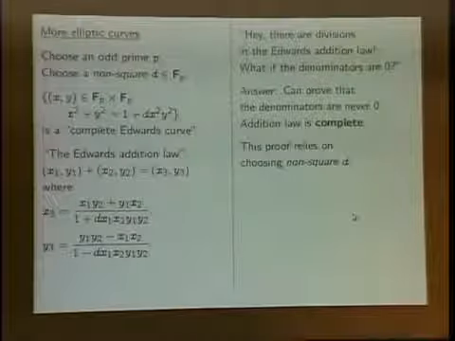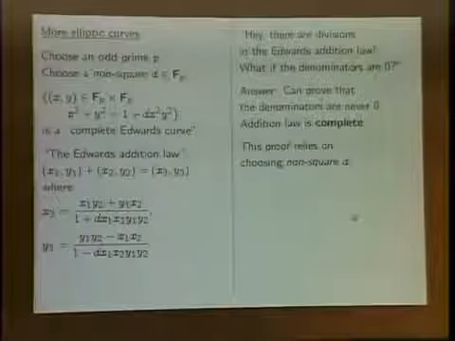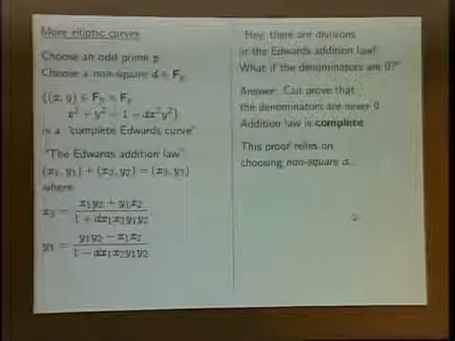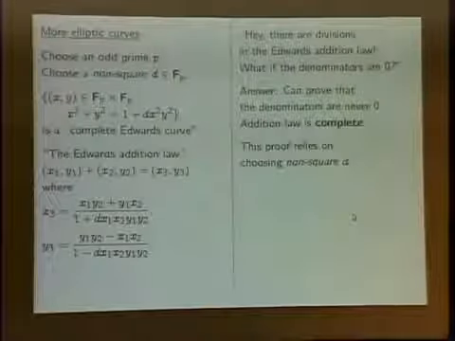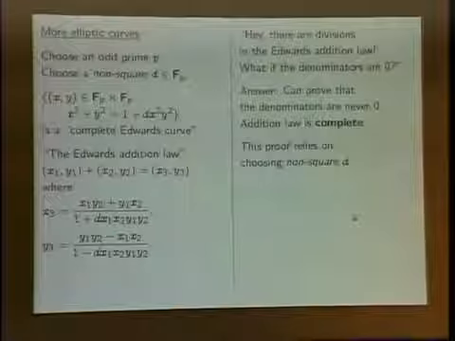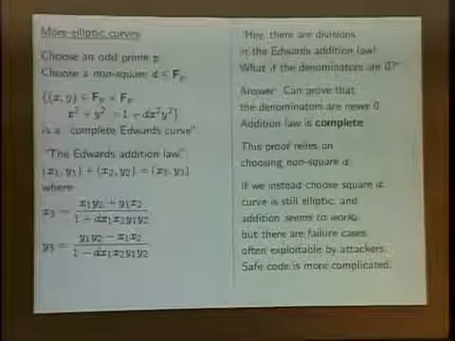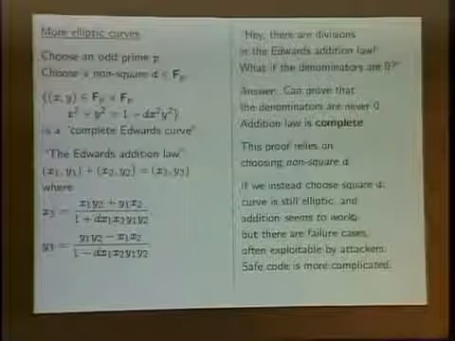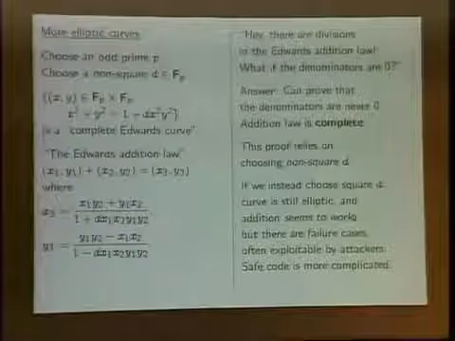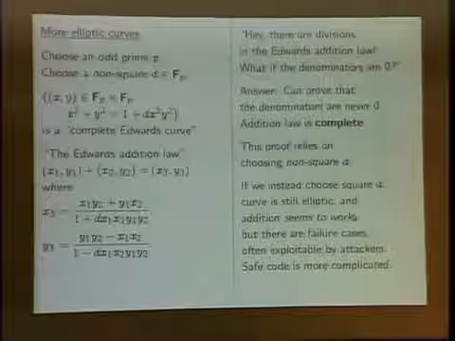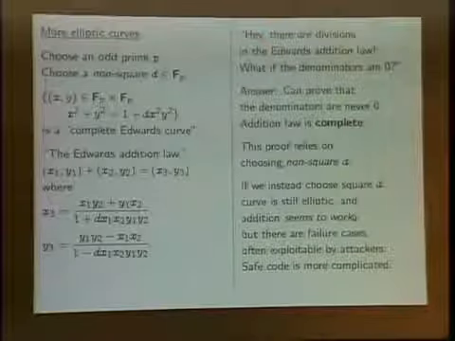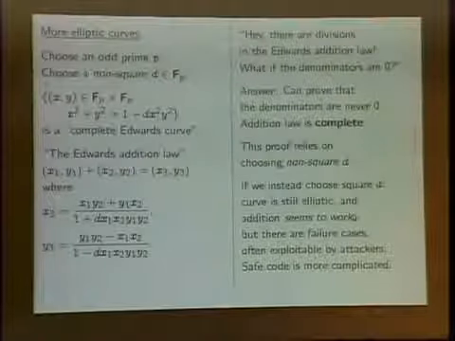For the denominators never being 0, it's critical that d is chosen to be a non-square. You could imagine, wait a minute, suppose we take d to be a square. Is that going to be an elliptic curve? Yes, it is. And you can figure out what addition means on an elliptic curve. And actually, the same formulas seem to work. You can try implementing crypto where you've chosen d to be a square, and it'll look like elliptic curve crypto.